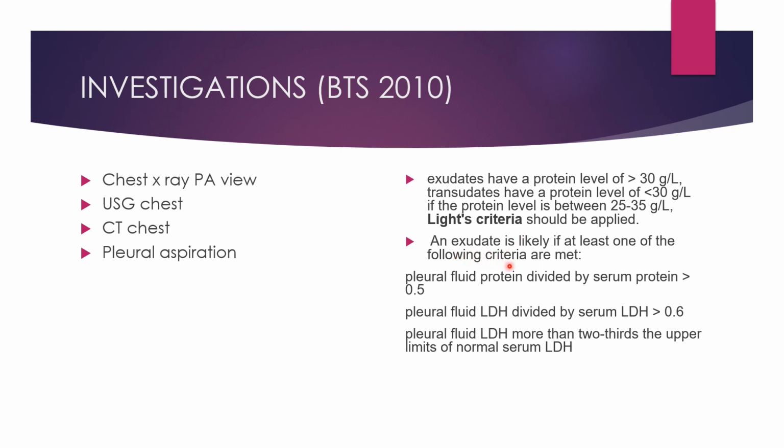So exudative is likely if at least one of the following criteria is met. The first one is pleural fluid protein divided by serum protein greater than 0.5, pleural fluid LDH divided by serum LDH greater than 0.6, and pleural fluid LDH more than two-thirds of the upper limit of the normal serum LDH.